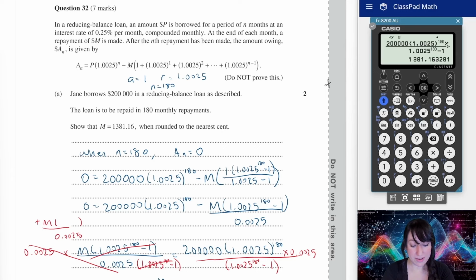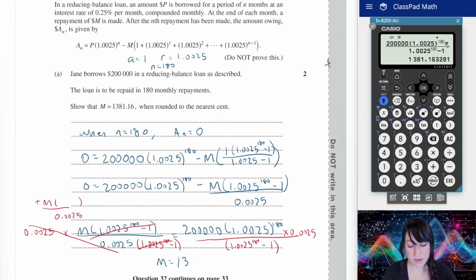So we get M equals 1,381.16 as required.